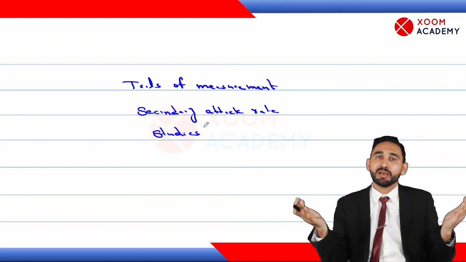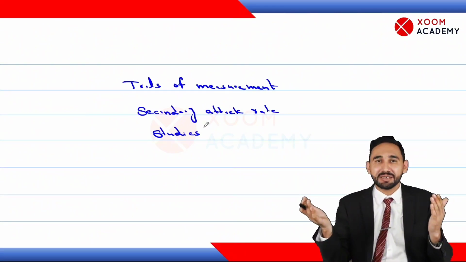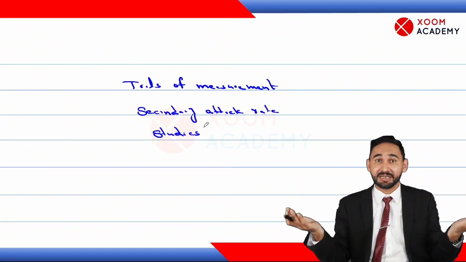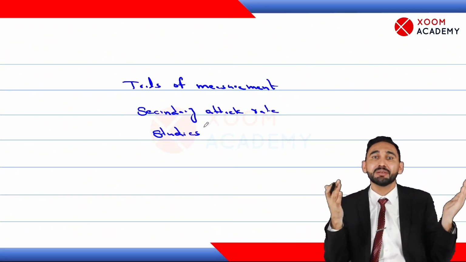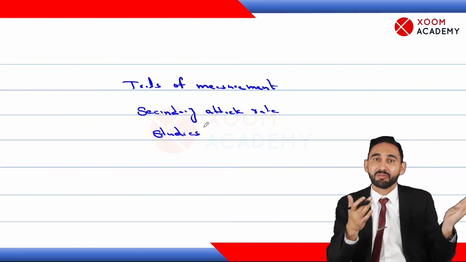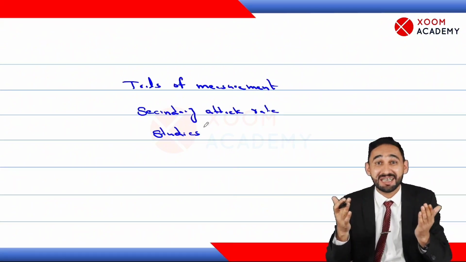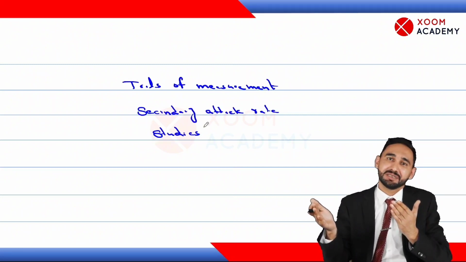So we move from descriptive study to experimental studies. This is basic hierarchy of studies or research studies. First, we will do descriptive study. Then we will move to case control study. Then we will move to cohort study. Then we will move to experimental study.